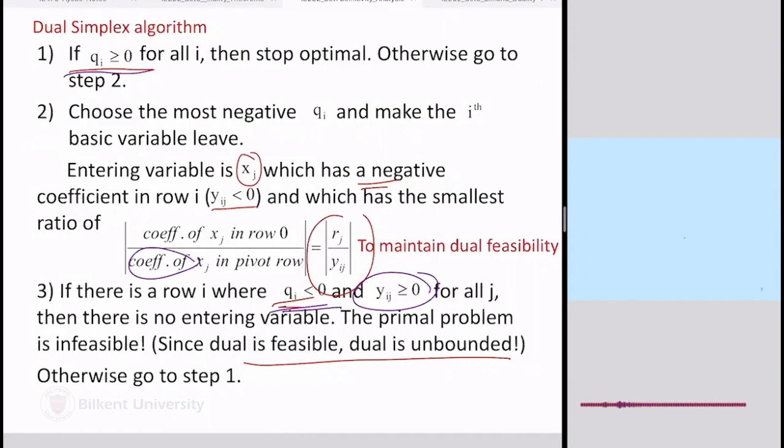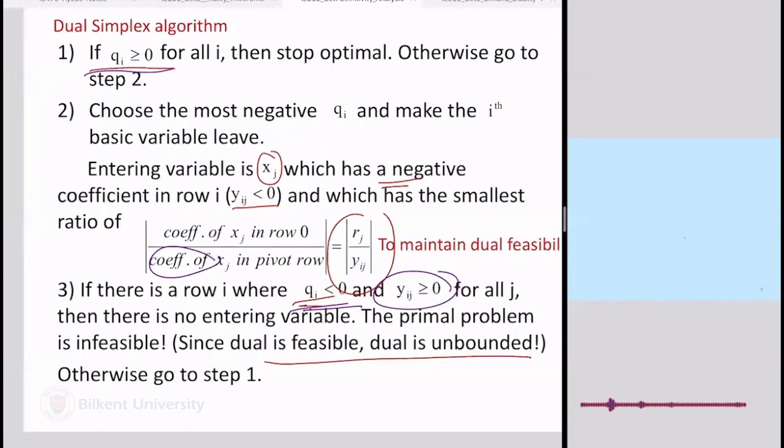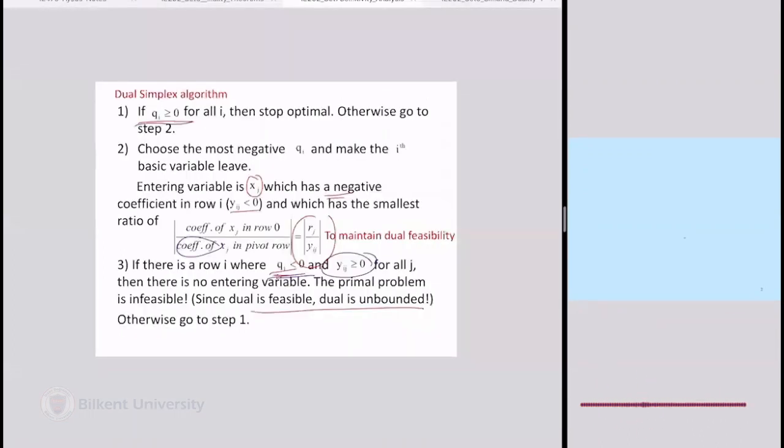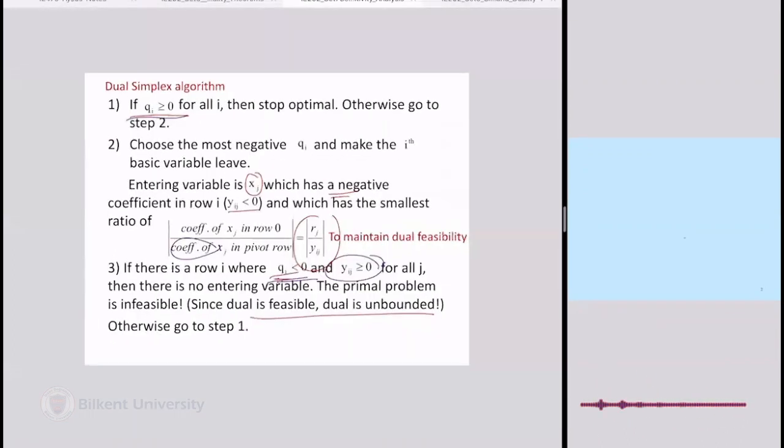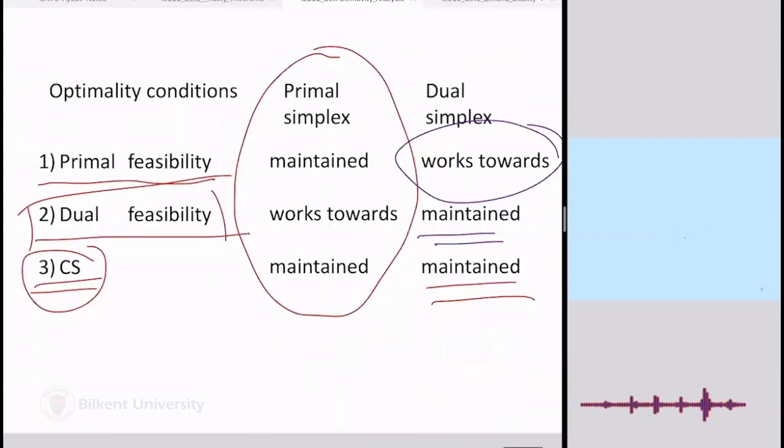So were we unconsciously maintaining dual feasibility in the primal simplex? We're not maintaining dual feasibility in the primal simplex. We stop when we reach dual feasibility in the primal simplex. You didn't know that back then, but now you learned it here. When we were using the primal simplex algorithm, we stopped when row 0 is non-negative. But we didn't know that was actually saying that the dual became feasible. Now you're learning it because now you learned the theory also.